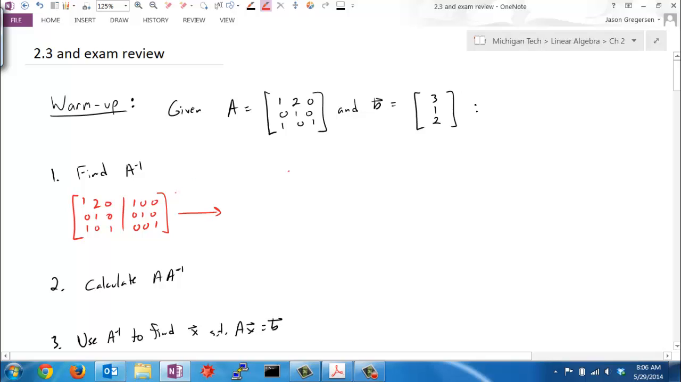So my first operation is going to be replace R3 with R3 minus R1. Top row will stay the same, second row will stay the same. We'll get 1 minus 1 is 0, 0 minus 2 is negative 2, 1 minus 0 is 1, 0 minus 1 is negative 1, 0 and 1. What's my next row operation going to be?